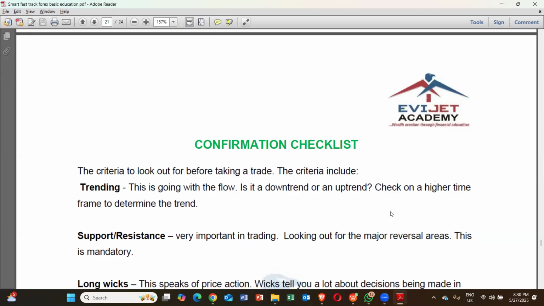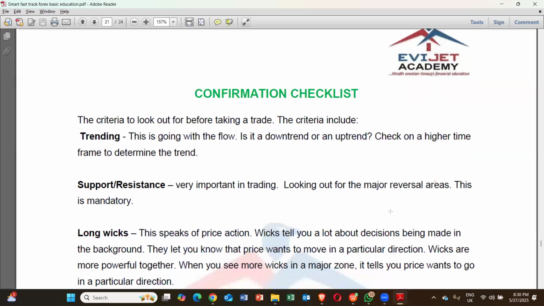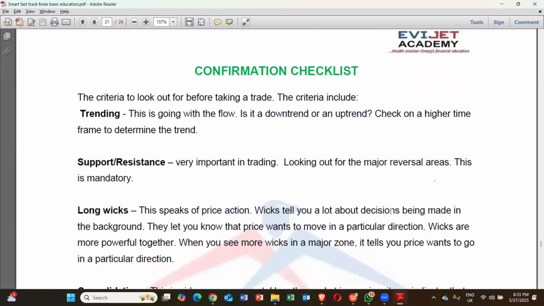So that's number 1. Number 2, support and resistance. Very important in trading. Looking out for major reversal areas, this is mandatory. All of these things are things we have mentioned repeatedly over and over again. But you just want to put them as a check before you pick a trade.